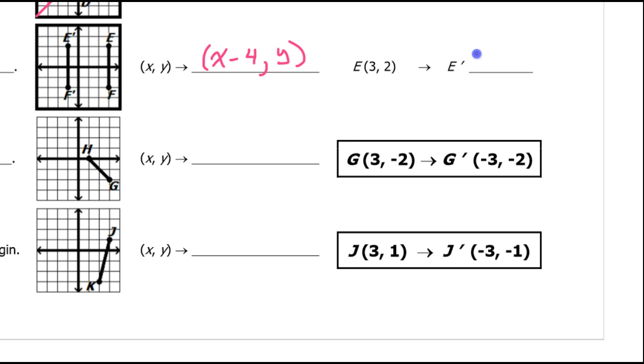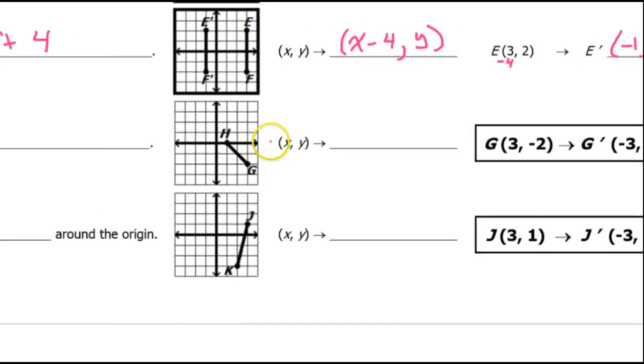Okay. I really don't need to do the rule because I could just use the graph for E prime, but let's practice using the rule. So I'm supposed to do x minus 4, so that means 3 minus 4, which is -1. I'm leaving the y value alone, so I'm going to leave that as a 2. So E prime should be -1, 2. Let's check the graph and see if it matches. -1, 2, bam! There's E prime right there. So I can be comfortable that I have the right answer.